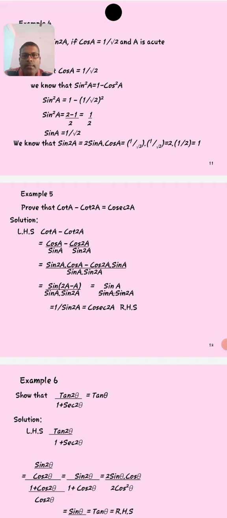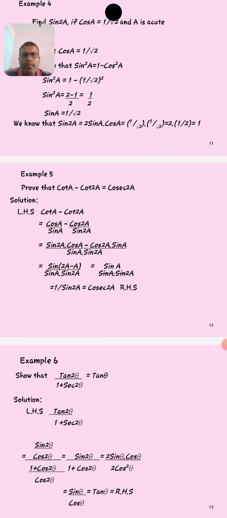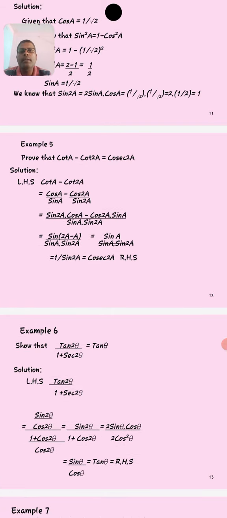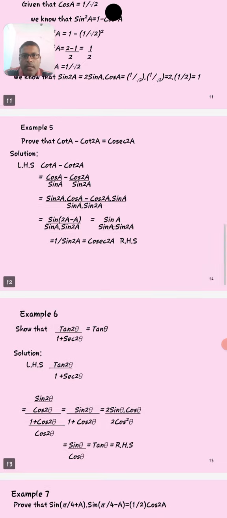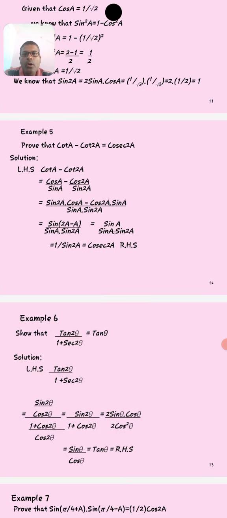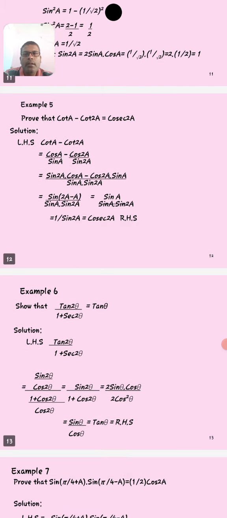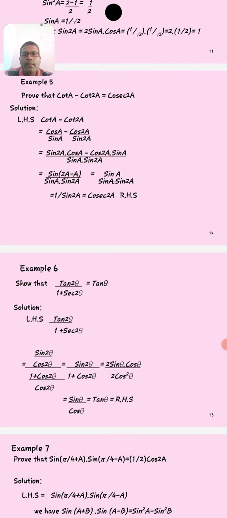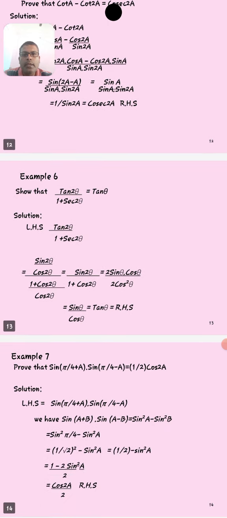Sin of 2A minus A is equal what? Sin A divided by sin A into sin 2A. Sin A cancel, numerator and denominator. We get what? 1 by sin 2A. That is equal 1 by sin 2A equal cosecant 2A. Here very simple, in the place of cot A, cos A by sin A, in the place of cot 2A, cos 2A by sin 2A. Now we can do the LCM part. Sin A cancel, we get 1 by sin 2A equal to cosecant 2A.